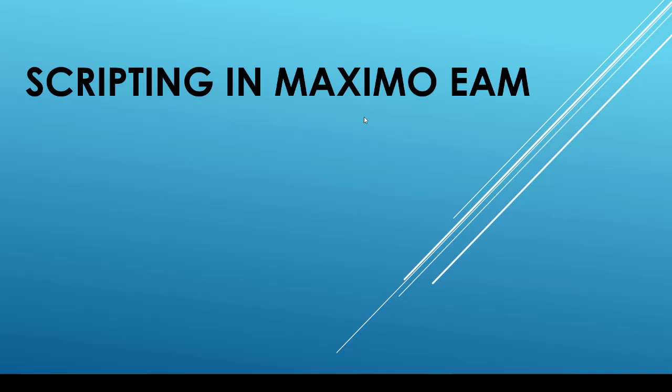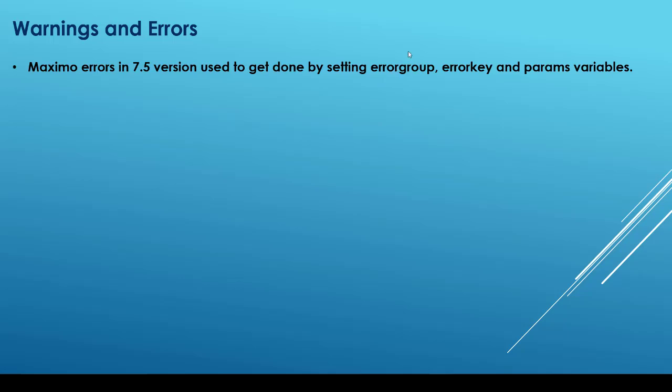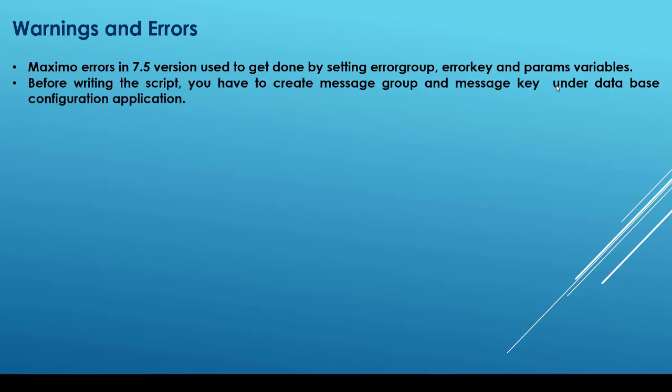Let's continue talking about scripting in Maximo. We'll talk about warnings and errors. In Maximo 7.5, we used errors by setting the error group, error key, and params variables. So before writing a script, you have to create a message group and message key under the Database Configuration application.